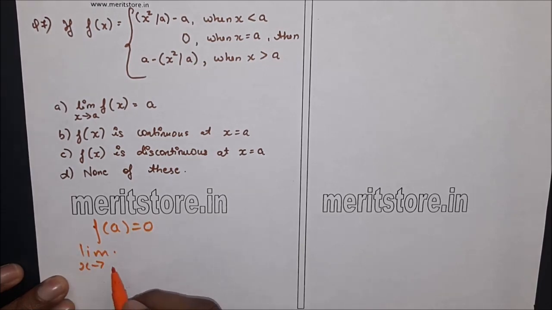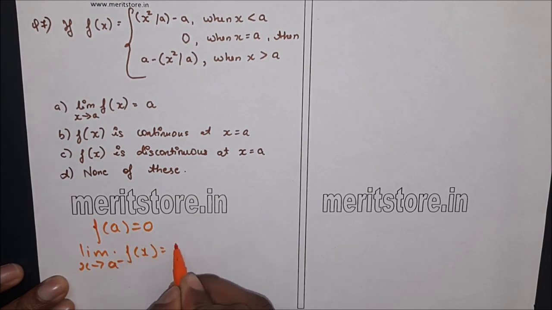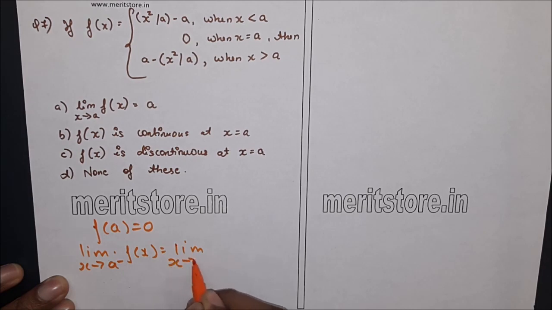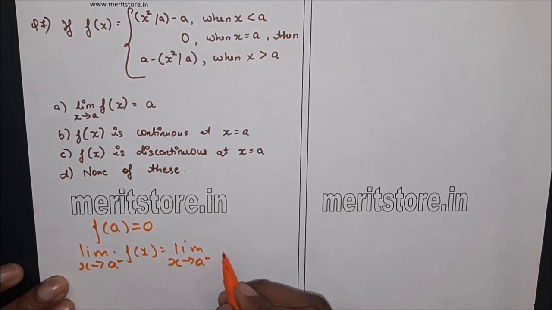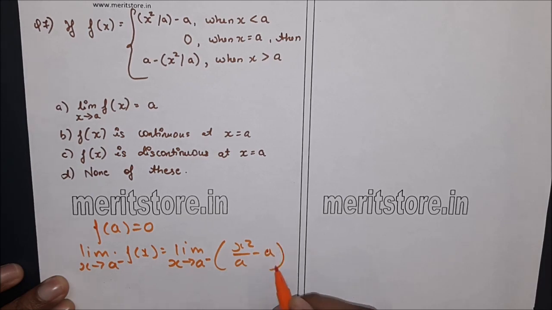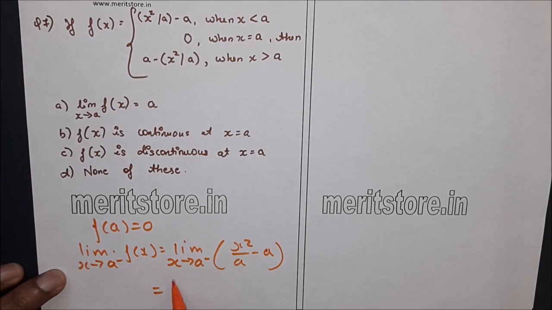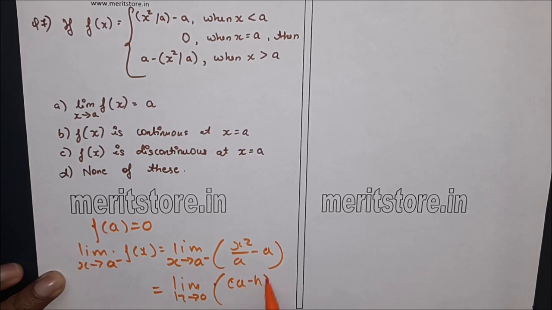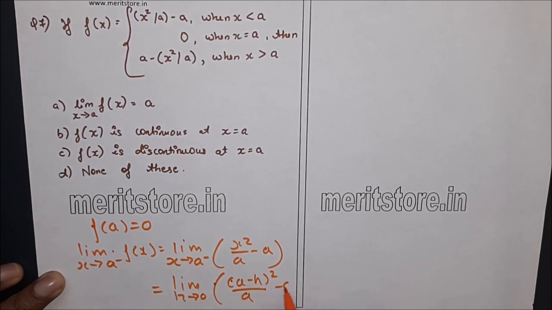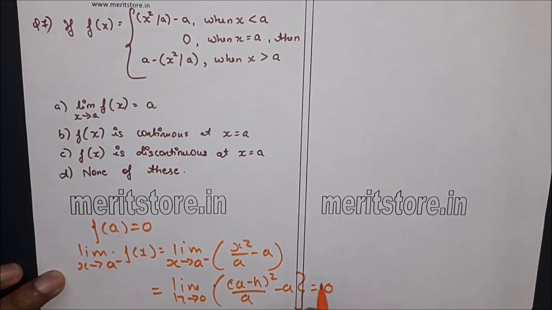Limit x approaches a from the left hand side, f of x is equal to limit x approaches a from the left hand side of x square by a minus a, that is equal to limit h approaches 0, a minus h the whole square by a minus a, which is equal to 0.